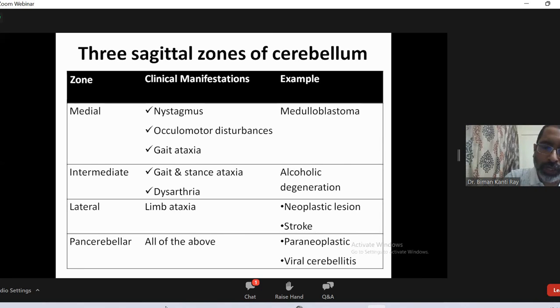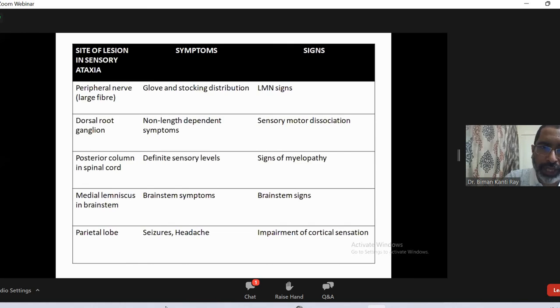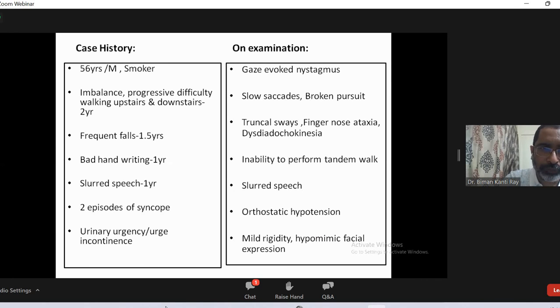Now, let's go back to the original history again, just for recapitulation. This particular patient had gait ataxia, so he had midline cerebellum involvement. He had bad handwriting, so there is involvement of the arms, so there is involvement of the cerebellar hemisphere. There is slurring of speech, that suggests there is involvement of the hemisphere or paravermal region. So this particular patient has pan-cerebellar involvement, and the history is for the last 2 years.